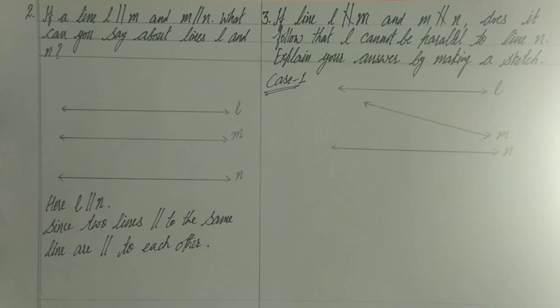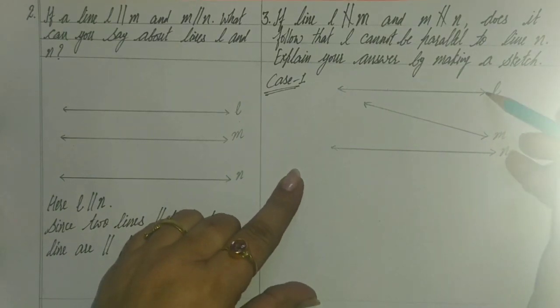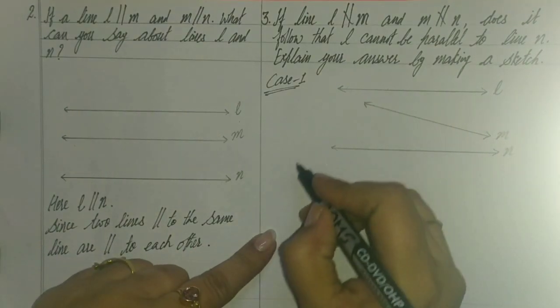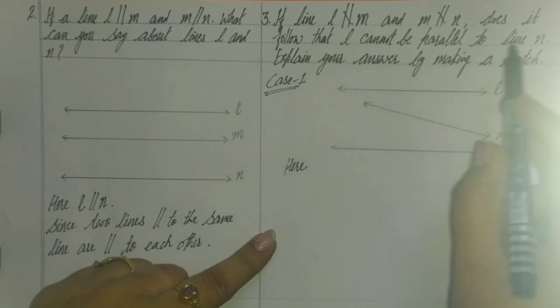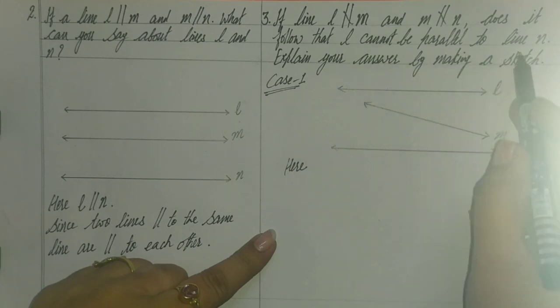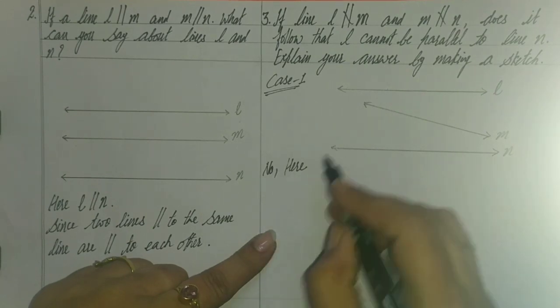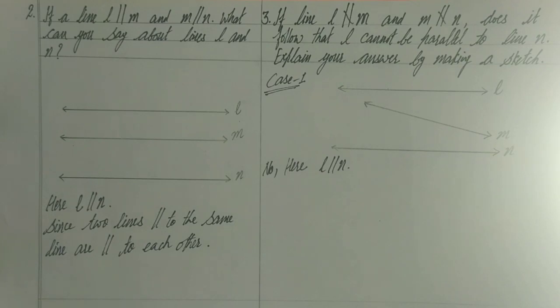So what do you observe here in this figure? If I have drawn the figure in this way, in that case you will simply see that L is parallel to N. In case 1, if the figure is drawn in this way, does it follow that L cannot be parallel to line N? No. Here L is parallel to N if you are drawing the figure in this way. Now case 2.